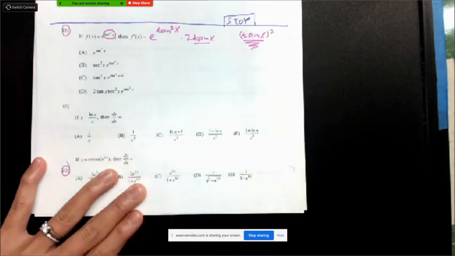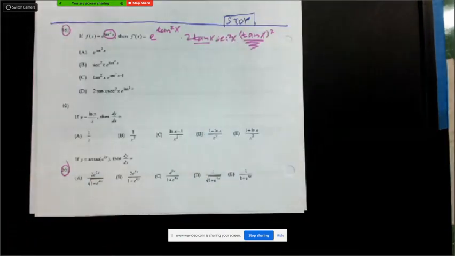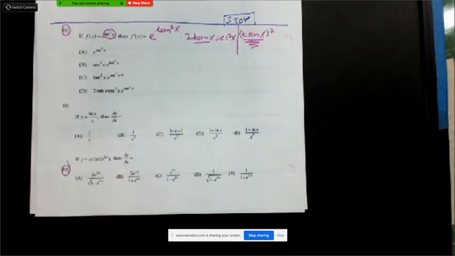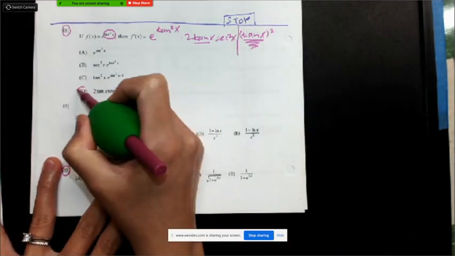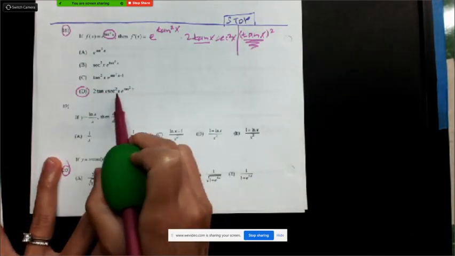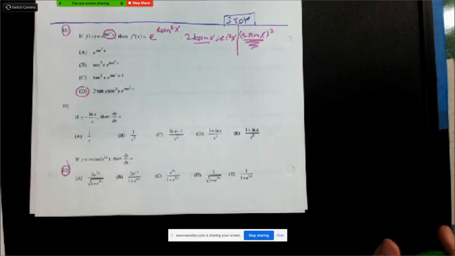What is the derivative of tangent x? Secant squared x. In that option, I'm going to put a little line here. It's given to us by which one? D? Do we all agree on that? Yep. And notice it ordered it in ascending order of the power, which is perfectly normal. So when you're multiplying, it doesn't matter what comes first.